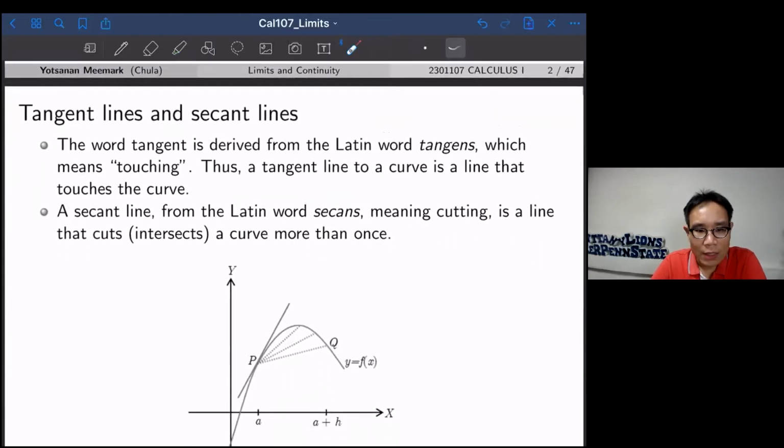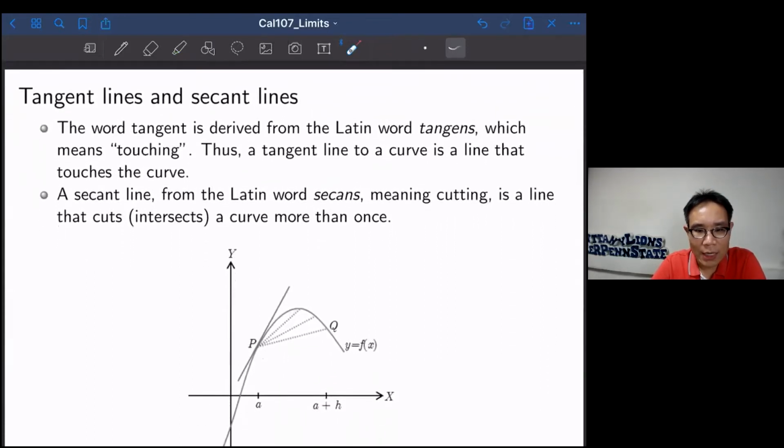So the tangent line and the secant line that we have here, first of all, I'd like to define them. The word tangent is derived from the Latin word tangent, which means touching. A tangent line to a curve is the line that touches the curve.